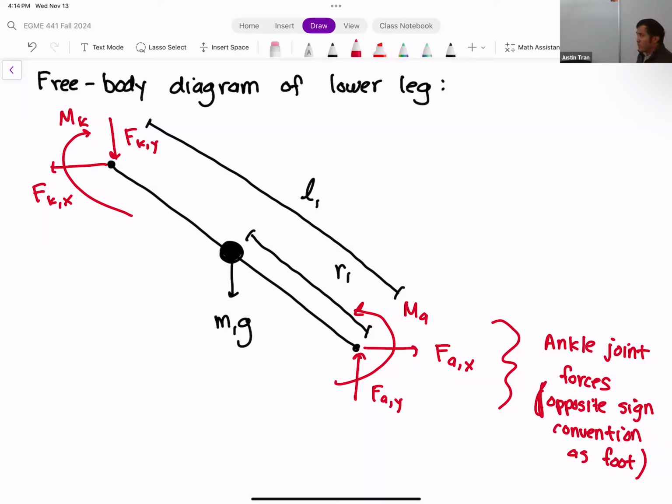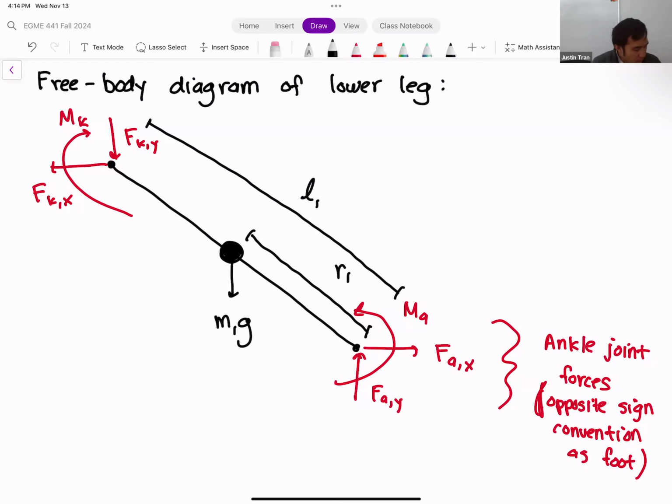Again, this is the first time that we're seeing the knee joint forces, so I'm putting those in the negative direction. That's just the convention that I use, but feel free to use something that makes sense to you. But remember, whenever you're switching from one segment to the next, you want to make sure that the sign is opposite of what it was from the last one. Any questions on this so far?